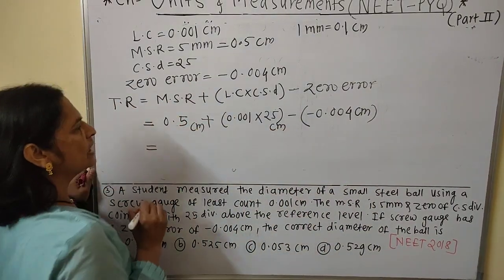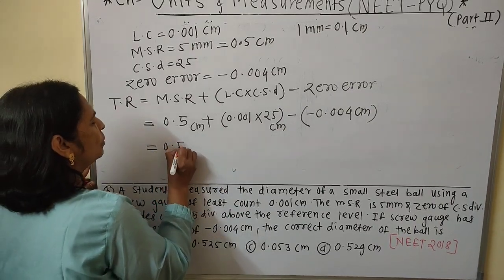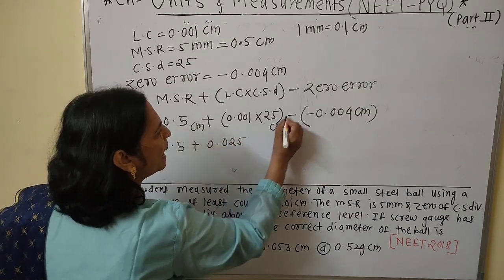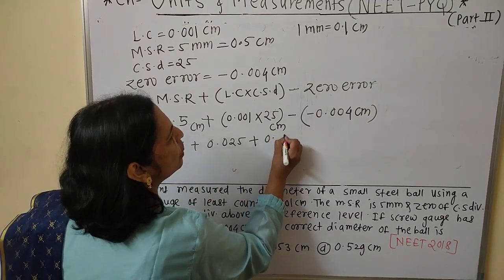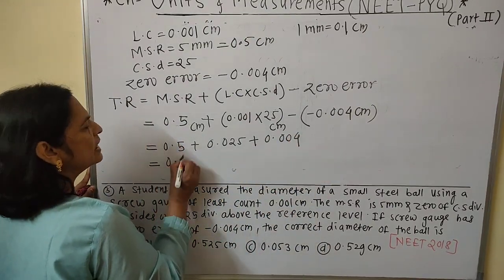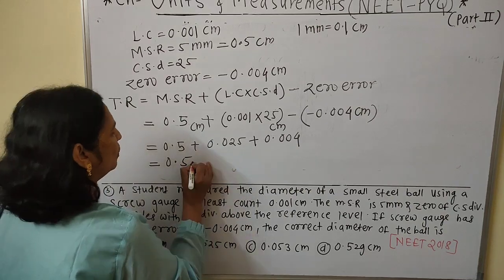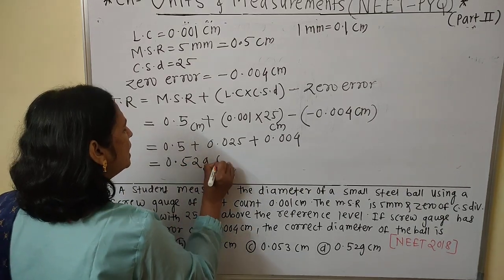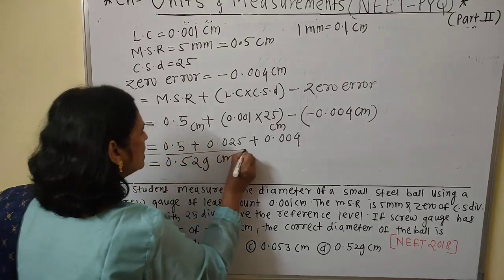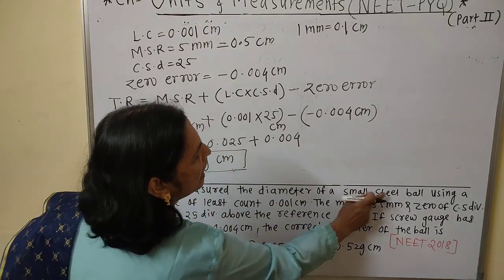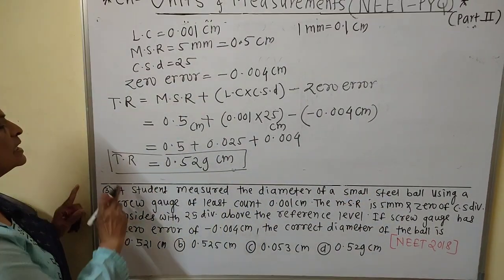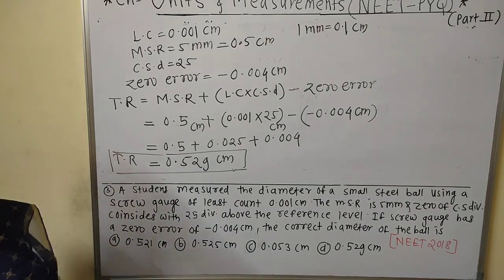Now we will solve this one. Then 0.5 plus 0.025 minus minus becomes plus, that is 0.004. And if we add this one, we will get 0.529 centimeter. And this is the diameter of this small sphere. We have a small steel ball. We have to measure the diameter of this steel ball. And this is the correct answer.